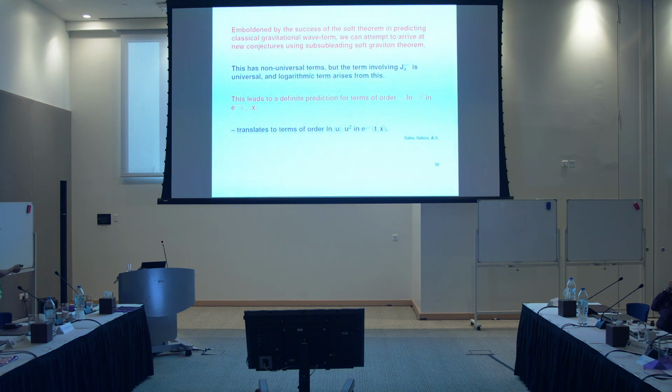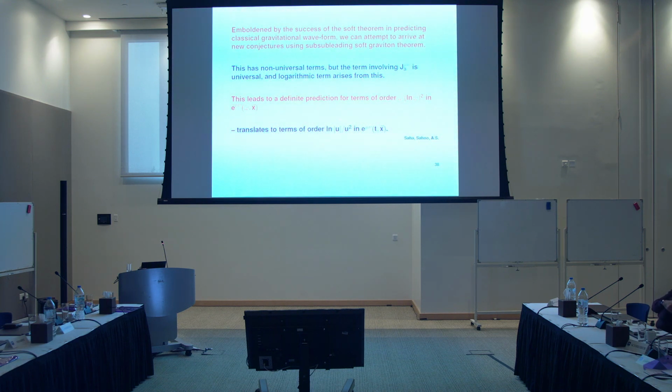Okay. So, given this, we just went ahead and computed the next order correction, made a guess by using the same logic. We made a guess for the next order correction to the gravitational waveform, right. What does the subleading soft theorem tell us about the next order correction? If you trust the next order term in the soft theorem, then this leads to a definite prediction for terms of order omega log omega square in the expression for E tilde mu nu.